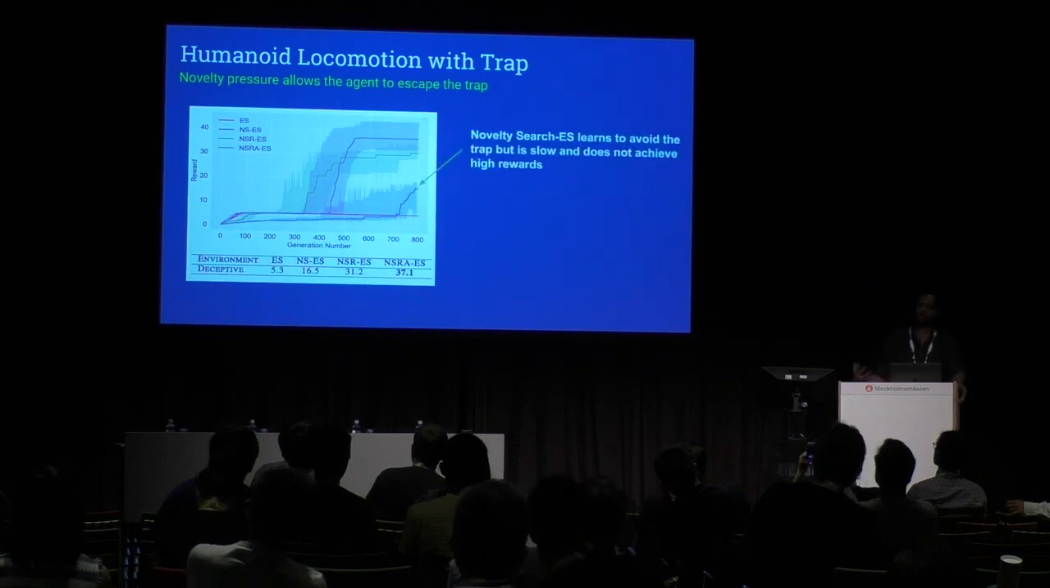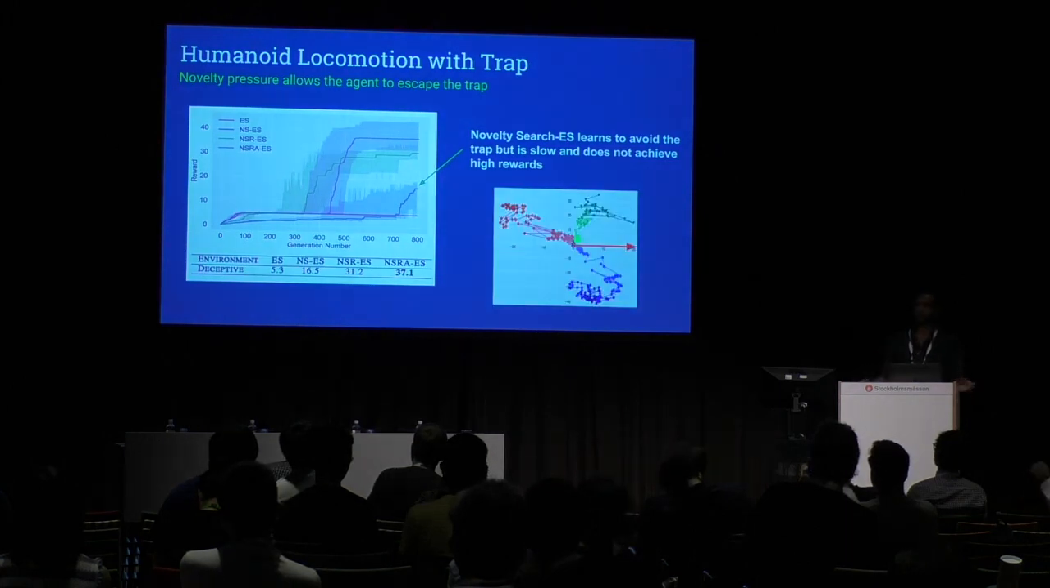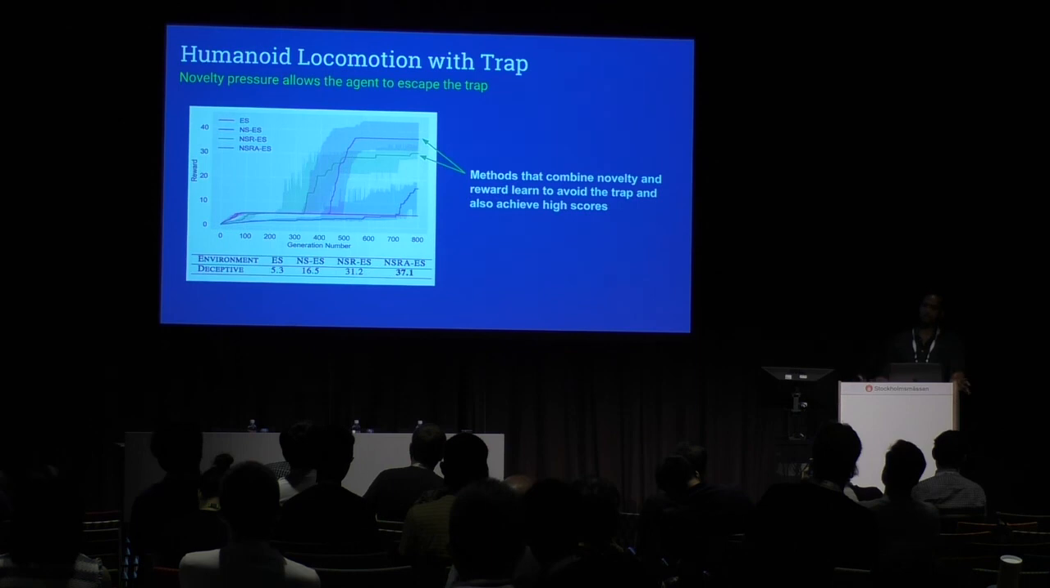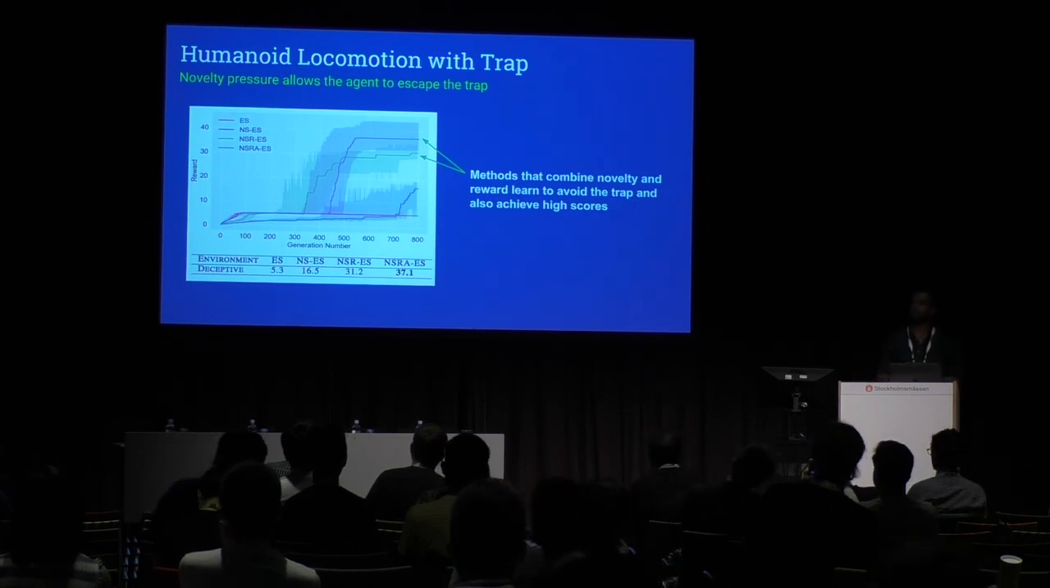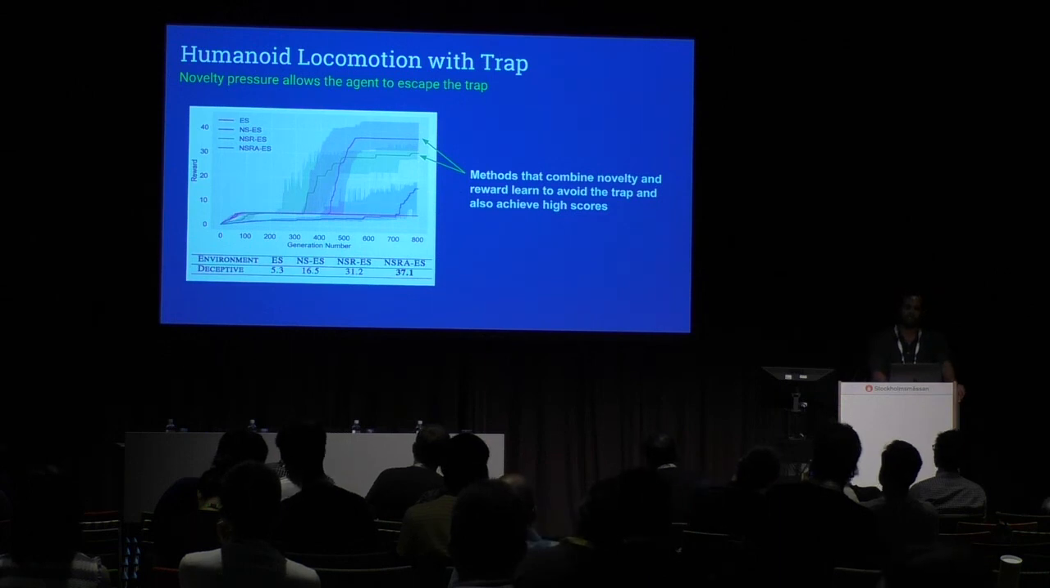Novelty search learns to actually avoid the trap but is slow to do so, and the reason is it learns to explore in various random directions and not in the direction of the red arrow. And the scatter plot is one piece of evidence for that. Methods that combine novelty and reward learn to achieve high scores by exploring the environment and also learning to do the exploration in the direction of the red arrow.